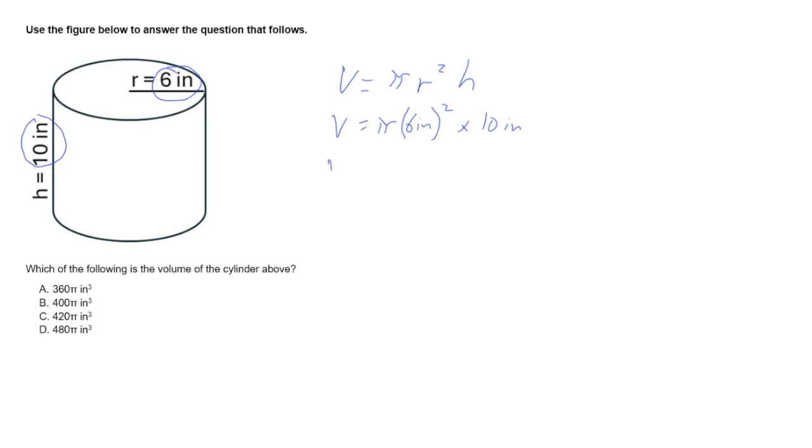Perfect, so let's work through the math. Volume equals pi. Now 6 times 6 is 36 inches squared times 10 inches. Our volume equals 36 times 10 is 360 times pi inches cubed, because we had a square here and then this is kind of like inches to the first power, so now we're in cubed. So our answer is A, 360 pi inches cubed. Great job.